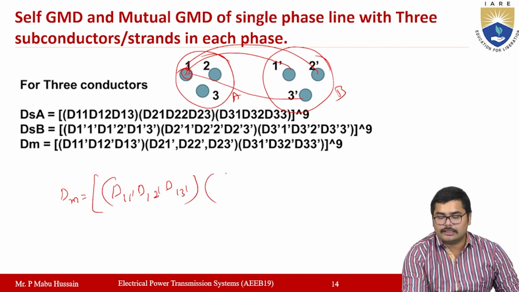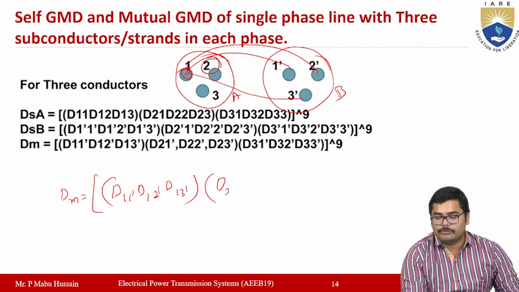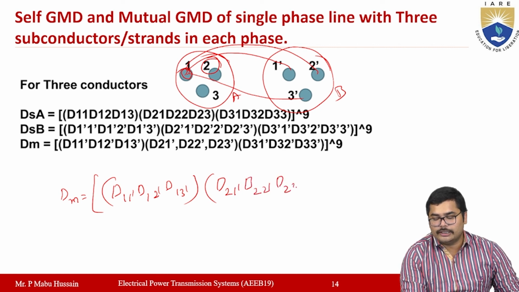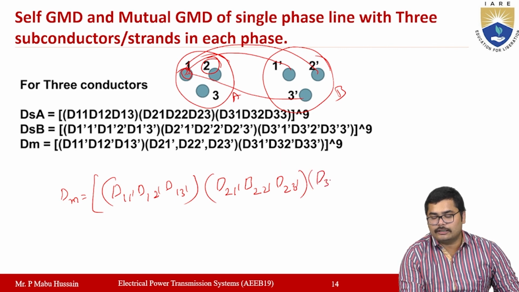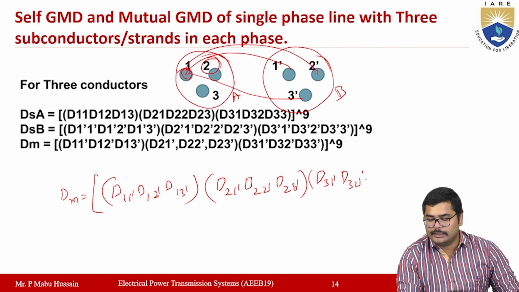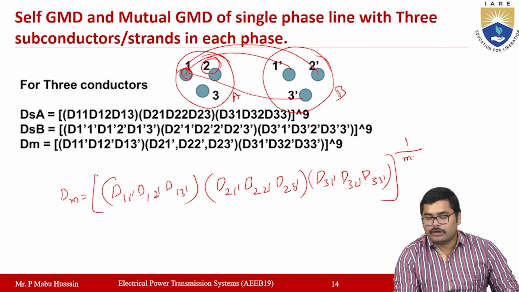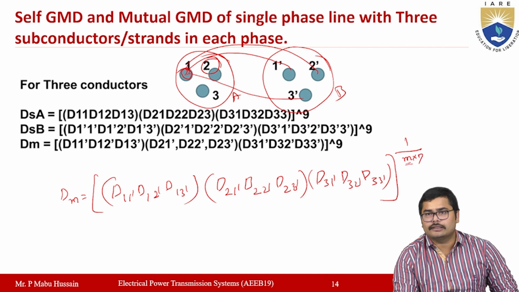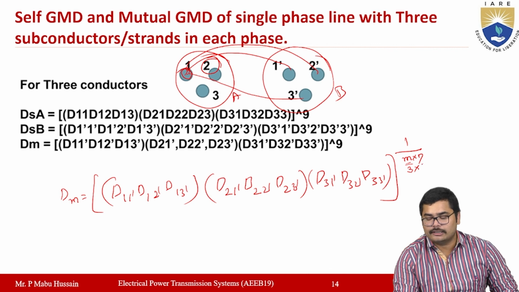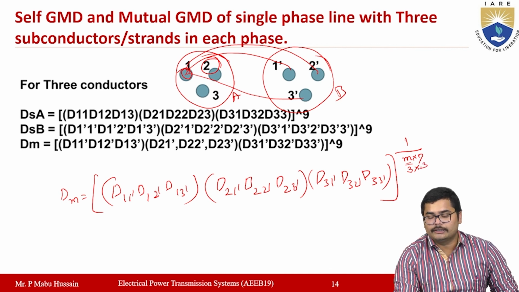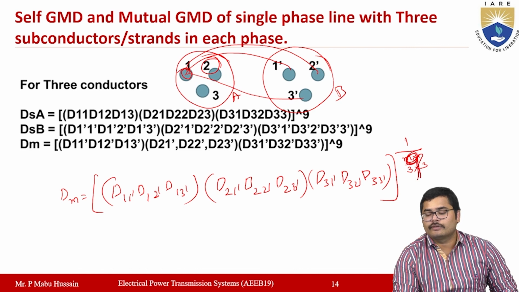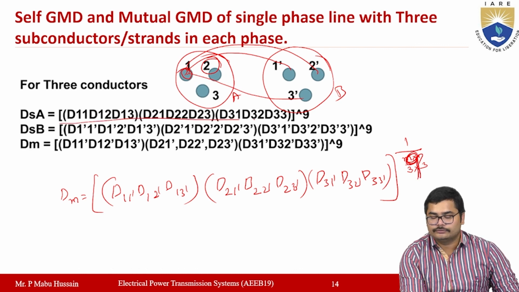Okay. Similarly, if you take the subconductor 2, the mutual distances will be D21 dash, D22 dash, D23 dash. If you take the third one, D31 dash, D32 dash, D33 dash, you will get whole to the power of 1 by mn. M represents the number of conductors in conductor A, which is 3. N is the number of conductors in conductor B, which is 3 again. So the root will be 1 by 9 you will get, right? So 1 by 9, this term you will get.